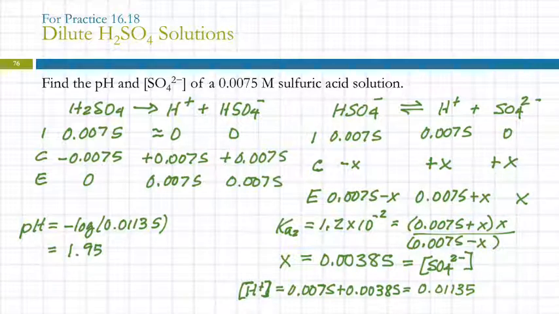Any questions? Yeah. So we have the Ka1 because that dissociates completely? Right. It's a strong acid, so there's no Ka1. Yep. Any other questions?